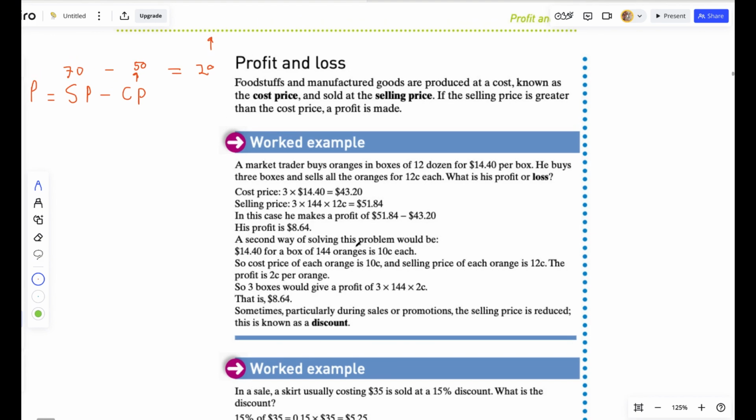Profit and loss happens in a business, and if your selling price is bigger than your cost price, usually you make profit. But when your selling price is smaller than your cost price, then you're going to make a loss. Now let's take a look at an example.